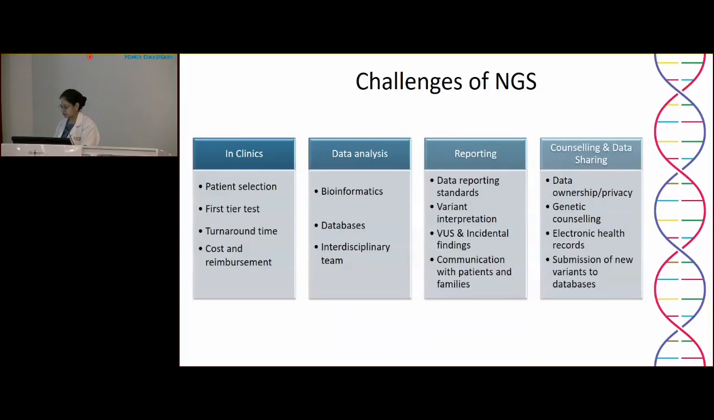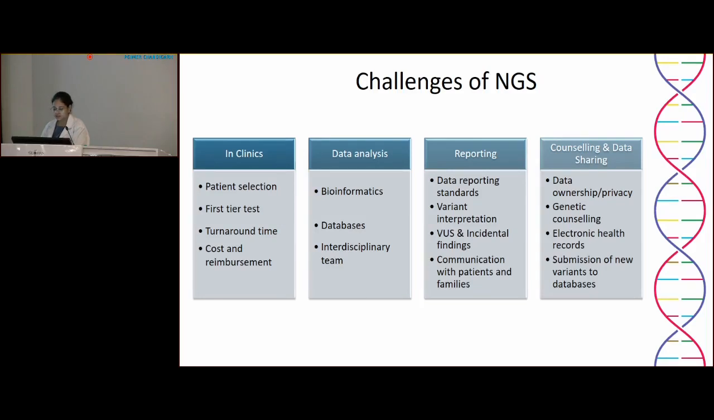So coming to the challenges, as NGS is a very sensitive test with too much data, challenges are faced at different levels. First, it starts in the clinic with patient selection, whether that particular patient should be tested for NGS or not, whether it should be a first-line test or not. Then the turnaround time and cost: whether the report, which generally comes in 3 to 4 weeks, would be utilized for patient treatment or not, and whether it is justified for that much cost for that particular test.